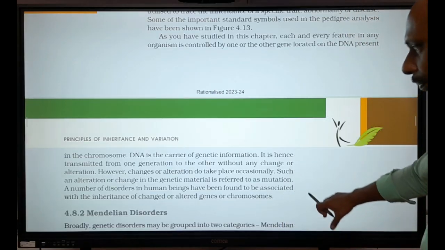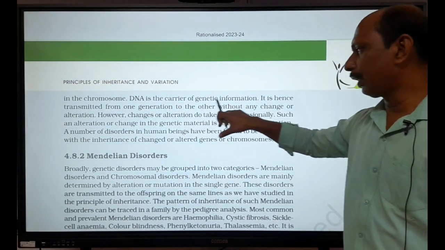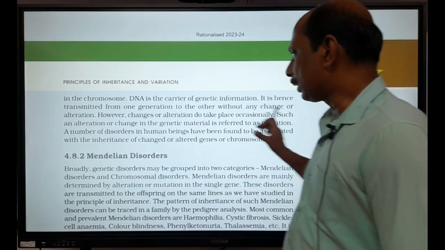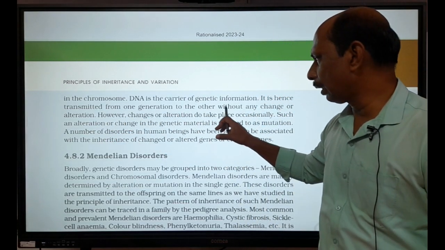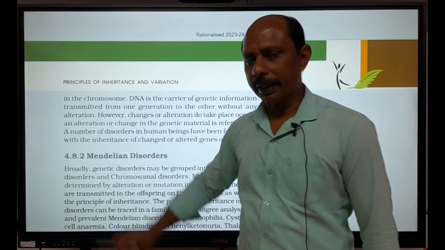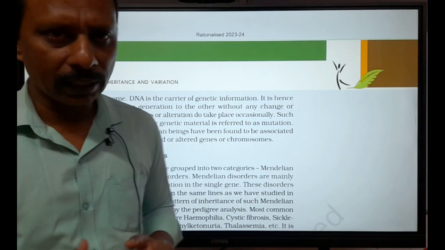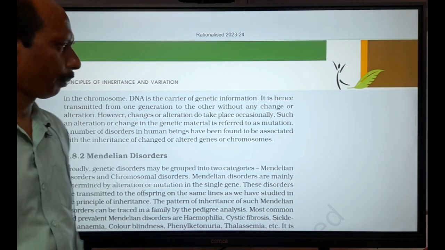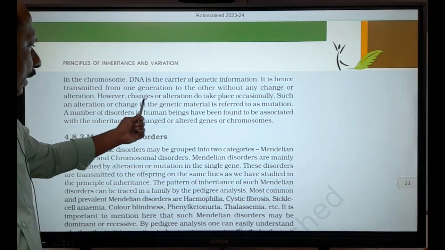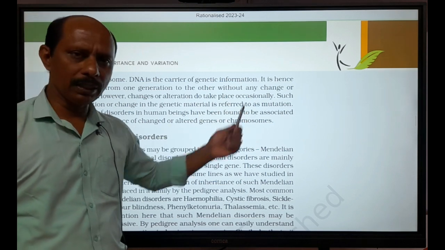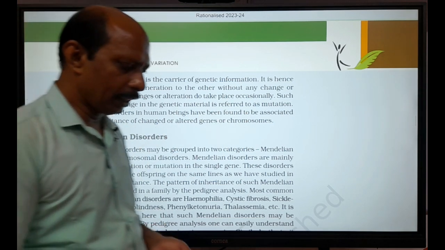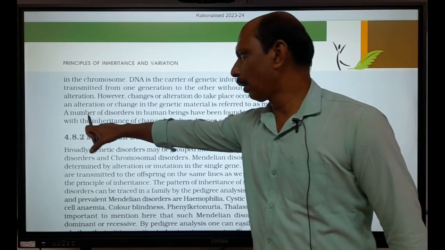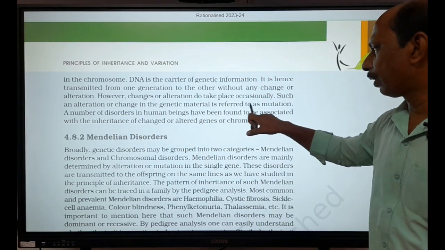In every generation, DNA is the carrier of genetic information because it contains the genes. It is hence transmitted from one generation to the other without any change or alteration, except in case of mutation, right? However, changes or alterations do take place occasionally. If changes take place, it is called mutation. Such an alteration or change in the genetic material is referred to as mutation.